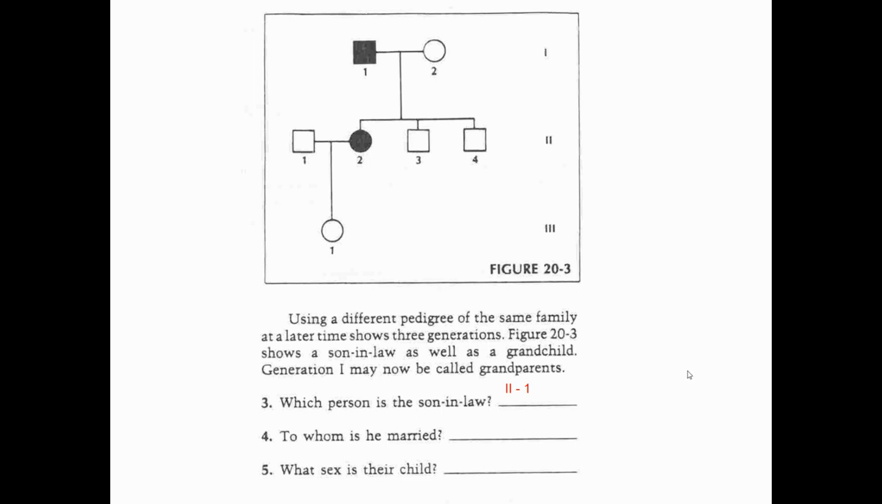Which person is a son-in-law? Roman numeral 2, 1. Okay. To whom is he married? Roman numeral 2, 2. What sex is their child? Female. Okay. Oh, I'm sorry, back to that. That's the female child right there, number 1.